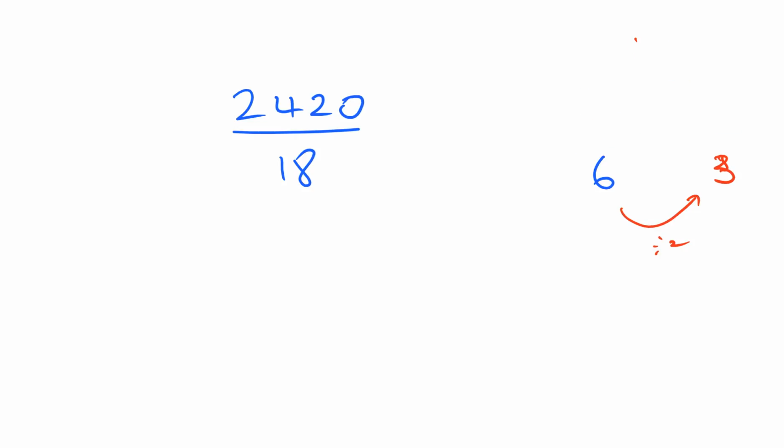Well, we could do that with our question here. We could say to ourselves, okay, what goes into 2,420 that also goes into 18? Well, I suppose the obvious one is 2, because they're both even numbers. So divide the top number by 2, and we get that. Divide 18 by 2, and we get that, don't we?